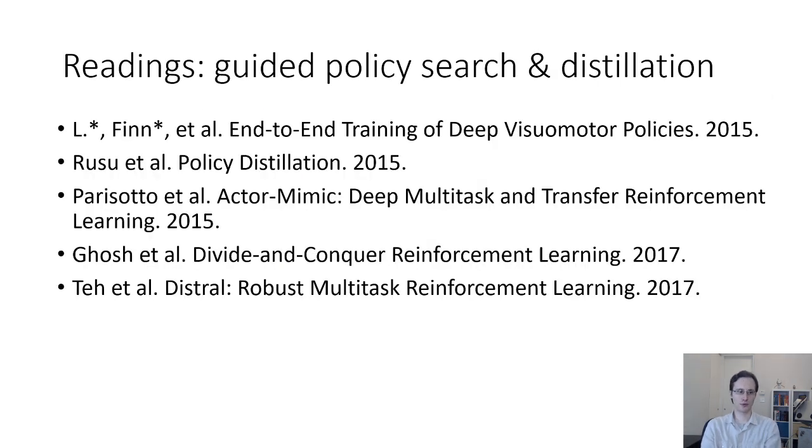Okay, if you want to learn more about these general ideas, here are the papers that I covered. End-to-end training of deep visuomotor policies describes the model-based RL version of guided policy search. Policy distillation and actor mimic describe this idea for multitask learning. Divide and conquer RL implements the constraint and essentially extends guided policy search to use model-free local policies. And then Distral is another paper that's concurrent that does basically the same thing.